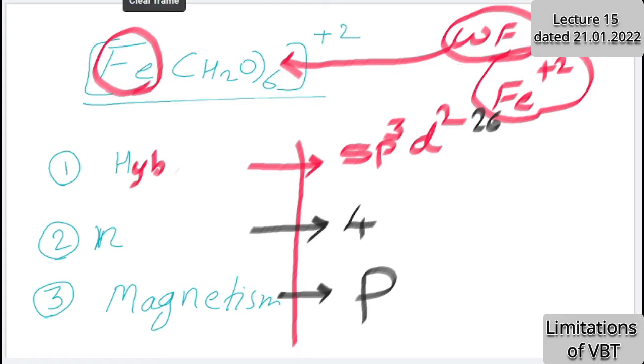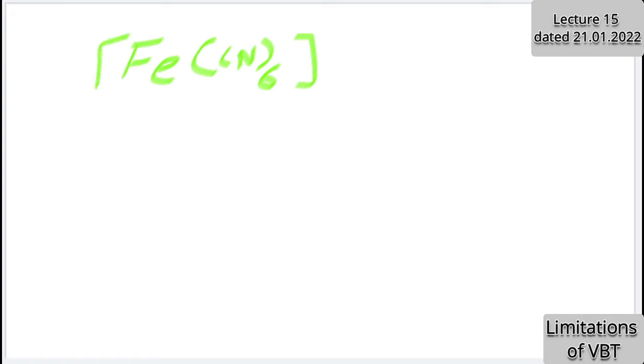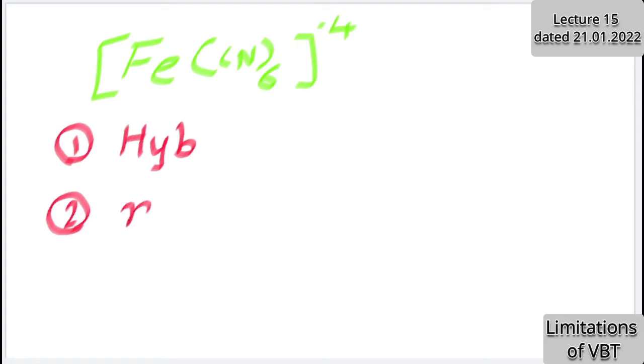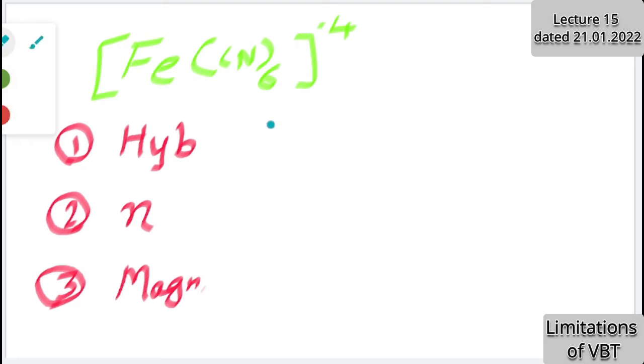Shall I ask one more question? Yes, sir. Now I want to ask about one very important complex. In the laboratory also that complex is there. Potassium ferrocyanide. Which central metal ion is there, you have to find out. And as I asked last time, here also I want the answer for the type of hybridization, for the number of unpaired electrons, and for its magnetism.